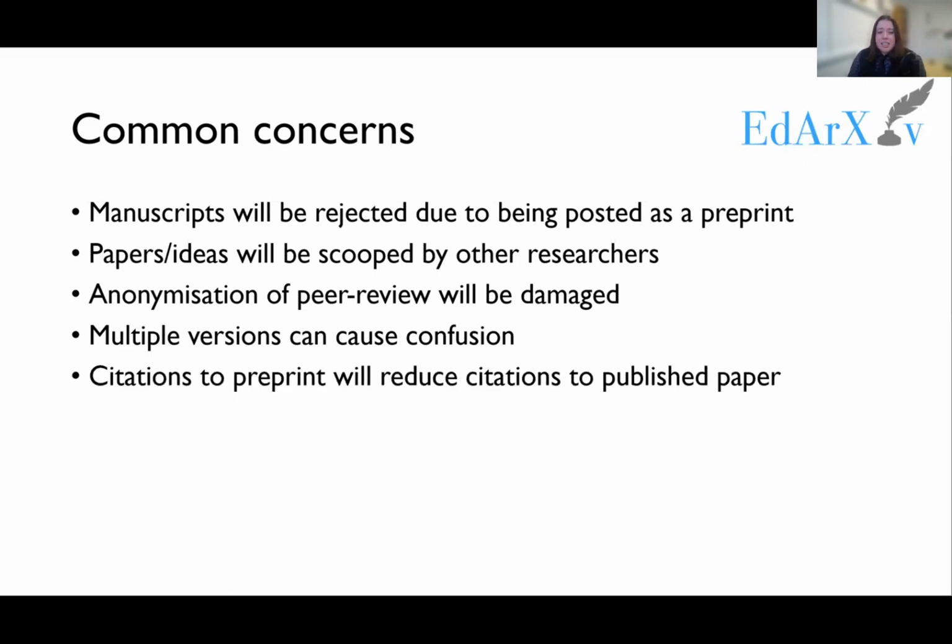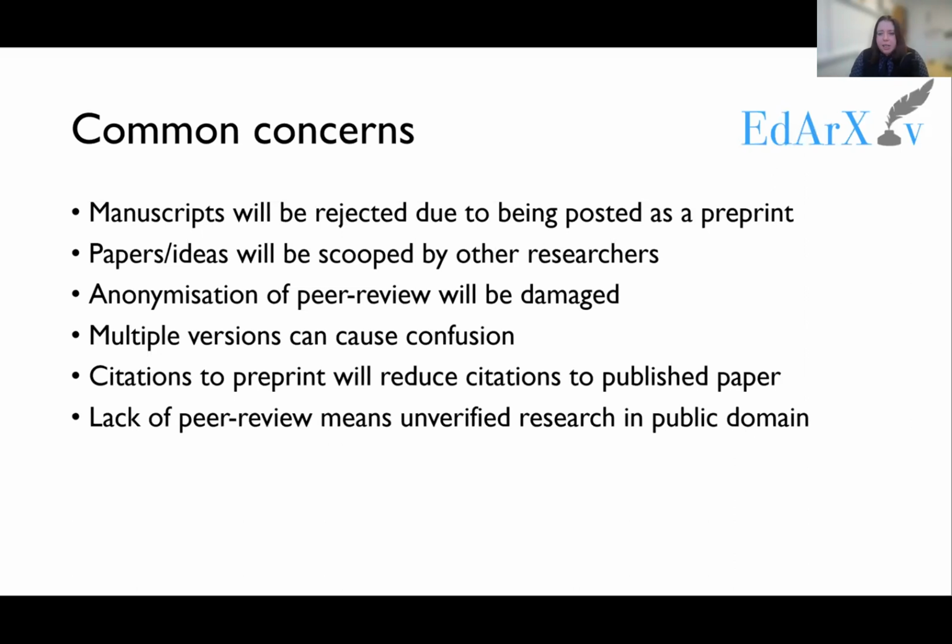Another concern is that citations to the preprint will reduce citations to the published paper. The evidence is that actually preprinting stuff increases citations. Google Scholar combines them. Obviously, things like Scopus, as far as I'm aware at the moment, don't combine citations from the preprint and the published paper, but Google Scholar does. And I don't know if you saw my CV earlier, but I now just put in the Google Scholar and the Scopus citations to reflect both.